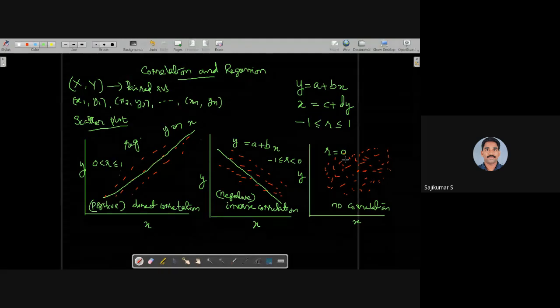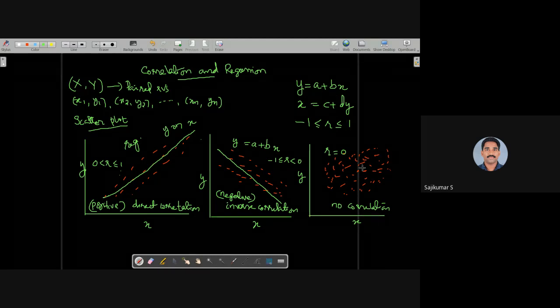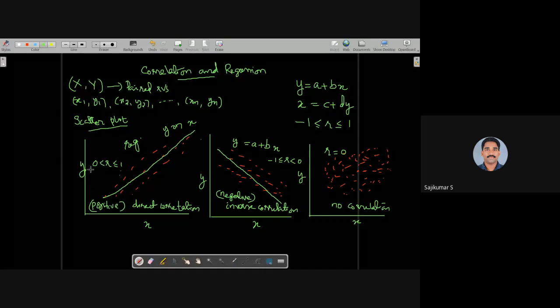And for r equal to 0, there is no linear relationship. You cannot connect x and y using any relationship of the form y is equal to a plus bx or x is equal to c plus dy. Okay. Now we are looking at what happens when the correlation coefficient is exactly equal to 1 or -1.